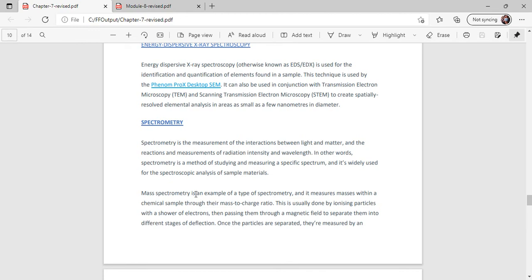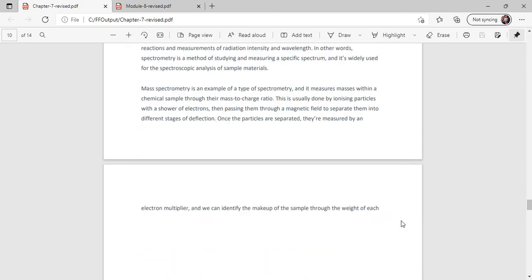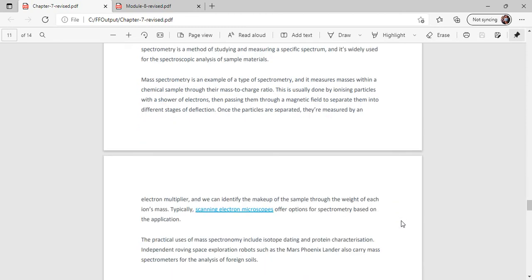Now, for your mass spectrometry, it is an example of a type of spectrometry, and it measures the mass within your chemical sample through their mass-to-charge ratio. This is usually done by ionizing the particles with a shower of electrons, then passing them through a magnetic field to separate them into different stages and deflections. Once the particles are separated, they are being measured by an electron multiplier, and we can identify the makeup of the sample through the way of each ion.